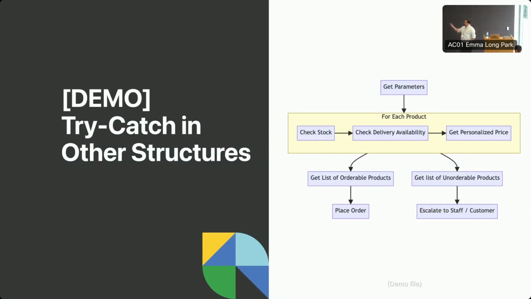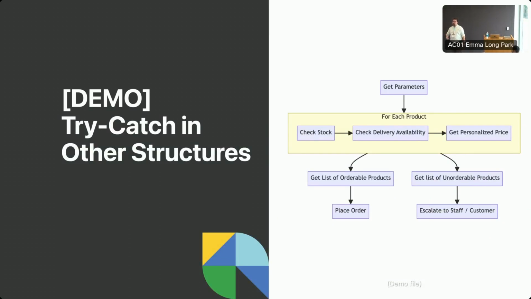So I mentioned that you can use try-catch inside of other structures. Let's take a look at one of those structures. We're going to expand on our earlier example a little bit where we had that one customer plus one product equals one order. Let's say I've got a list of products. So I've got one customer, but they're ordering 10 items. I want to know which ones I can place an order for.